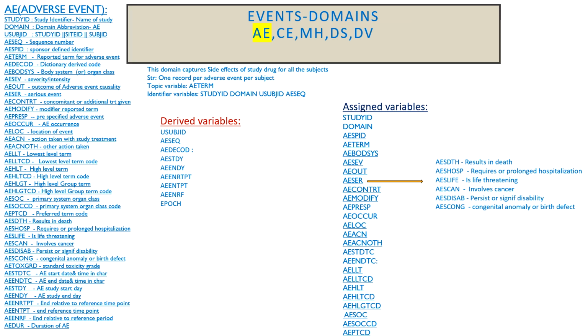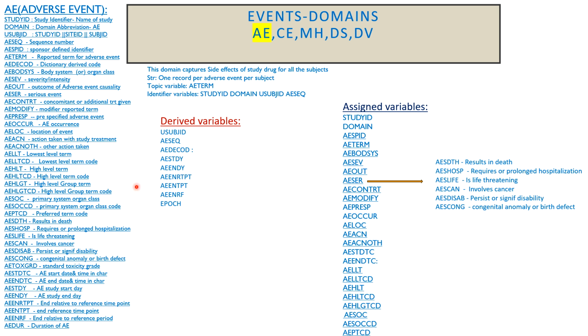In events domain, the first domain will be AE domain. AE is nothing but adverse event. So this domain captures side effects of the study drug for all the subjects. For adverse event, the domain structure will be one record per adverse event per subject, and the topic variable will be AE term. Identifier variables will be study ID, domain, unique subject ID, AE sequence.